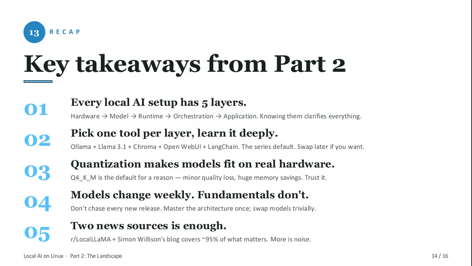Let's pull it all together. 5 things to carry out of part 2. Every local AI stack has the same 5 layers, so pick one tool per layer and learn it deeply. Ollama, Llama 3.1, Chroma, Open WebUI, and LangChain are our defaults. Trust Q4_K_M quantization because it's the sweet spot between quality and memory. Remember that models churn weekly, but the architecture doesn't, so master the structure once. And keep your news diet small. 2 sources really is enough.